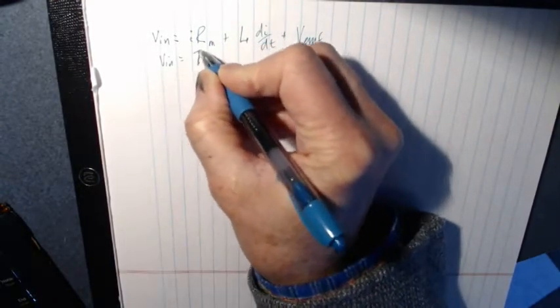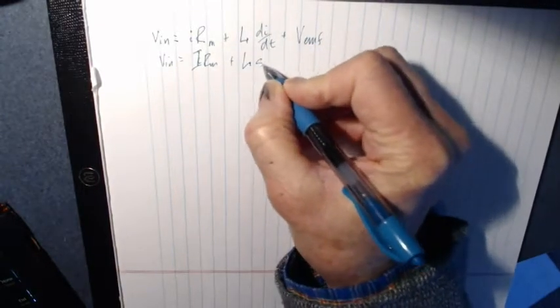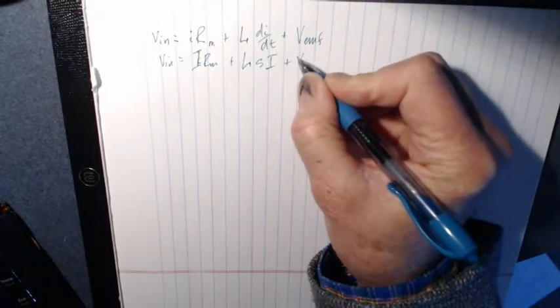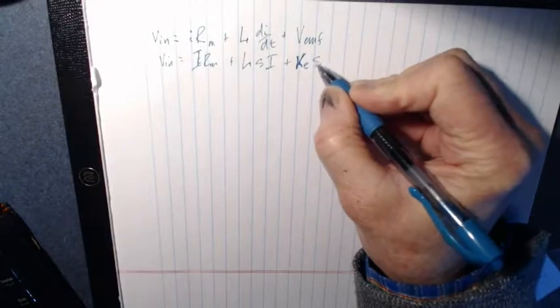That's going to be I Rm plus LSI plus V. Let's do it this way. Let's change what V is. That's KE times S theta of the motor. So that's how fast is the motor going itself.